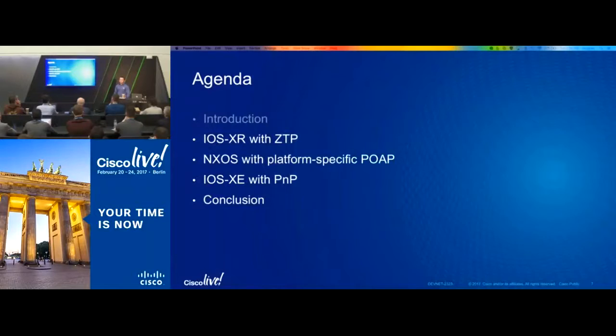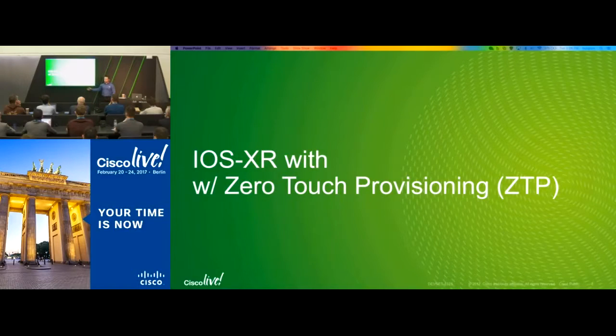So what we're going to go through today is each of the three OSs, we're going to look at a different method of doing it, which meets those needs. These are not the only methods. These are just the methods which I felt best met our requirements at this time. First, we're going to look at the iOS XR. And we're going to be deploying this with ZTP.